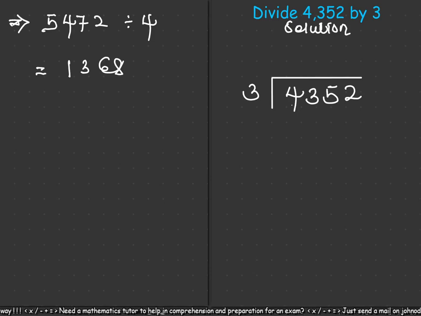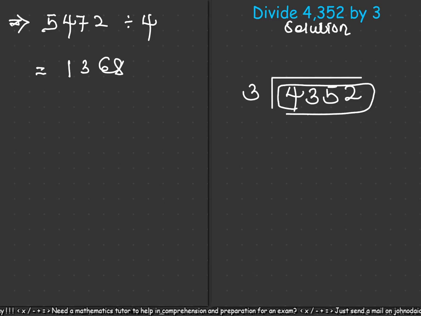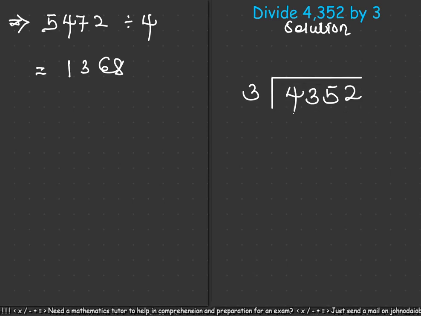We are going to divide the digits in the dividend one after the other. Okay, so first of all, we are dividing 4 by 3. That is, 3 divides 4 how many times? Just once. So the 1 comes up here.